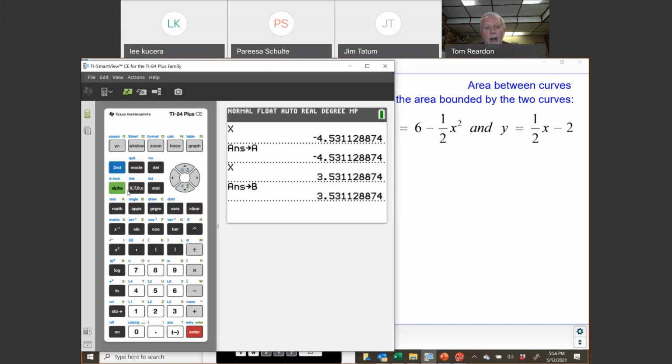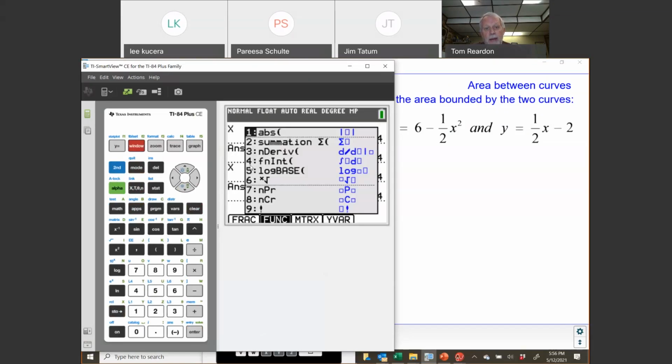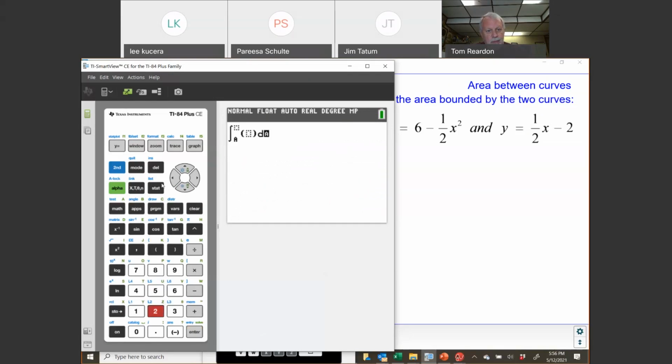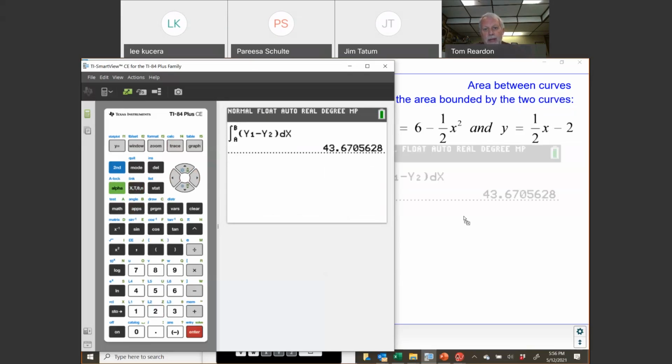And now I can go ahead and use the function integration command and go from alpha a to alpha b of, and I don't have to type all that stuff, so I'm just going to say y1 minus y2. And then I love the fact that they make us put in the dx, the differential there. And there's my answer right there.